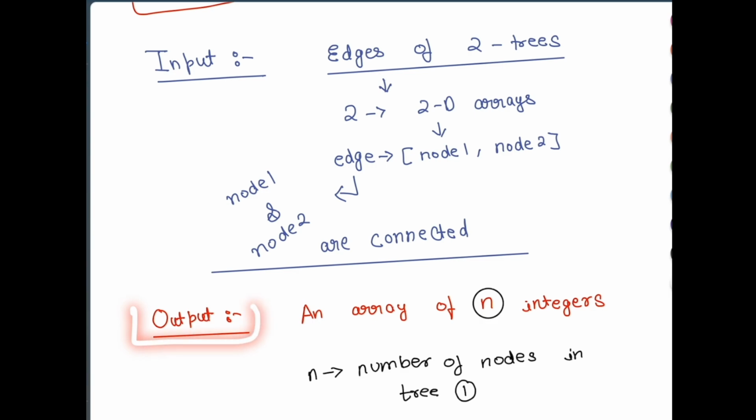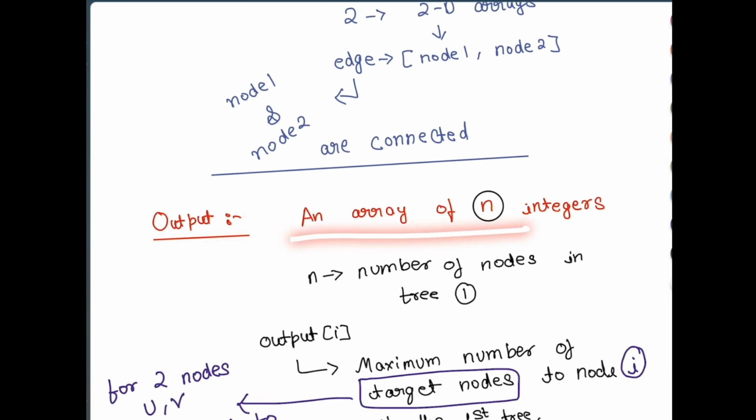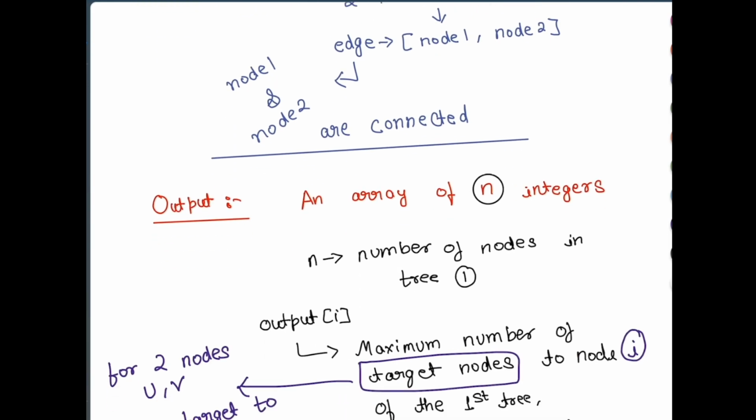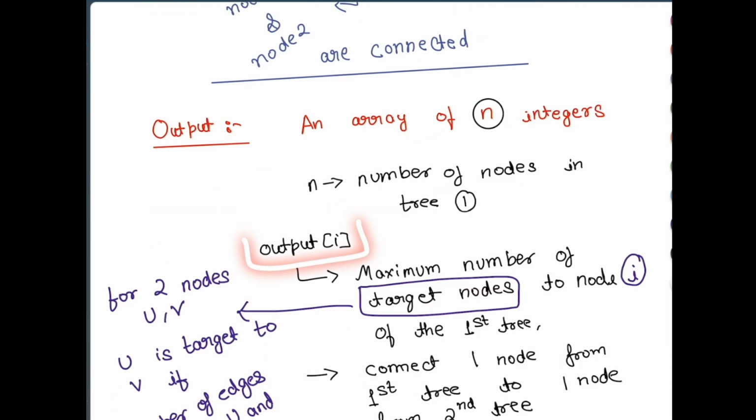Now in the output, we need to give an array of n integers. Now we need to understand it step by step. This n is the number of nodes in the given tree 1. So we know that we are given two trees, right? So we need to find an array of n integers, and this n is the number of nodes in the first tree. For each element at index I, what's the value we need to give? We need to give the maximum number of target nodes to node I of the first tree.